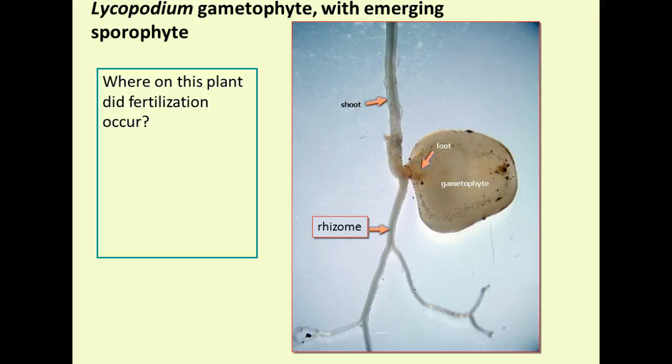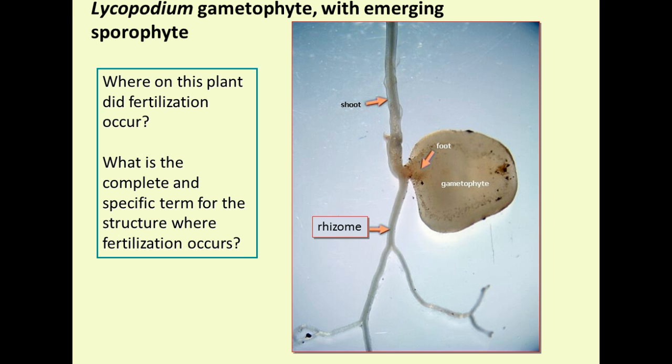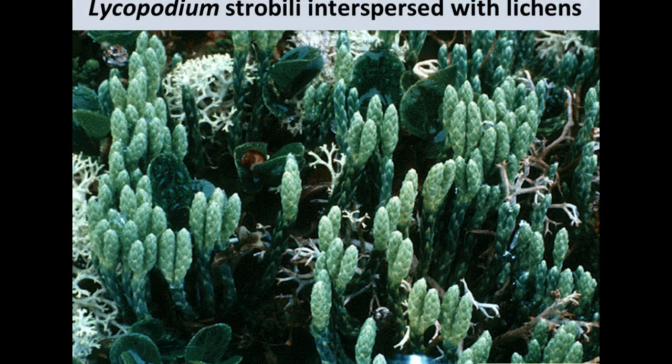What do you guys think? Where did fertilization occur in the mosses? Yeah, in the shoot. What structure in the shoot? It bears female gametophytes. Archegonia. Yeah, so archegonia, right? A complete and specific term for where fertilization occurs would be the archegonia. And we have this flat gametophyte growing out.